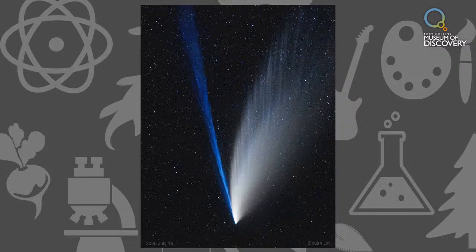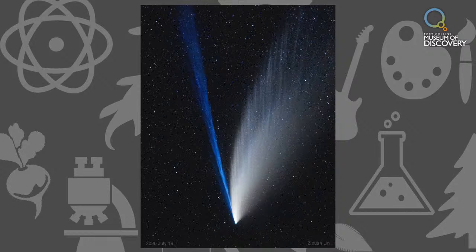As you can see in this image, there are actually two tails pointed in slightly different directions. A brighter one on the right of the image, composed of the debris the comet is dropping behind it, and a fainter blue-tinted one composed of ionized gas. And this blue tail will always point directly away from the sun, since it is being pushed by the solar wind.